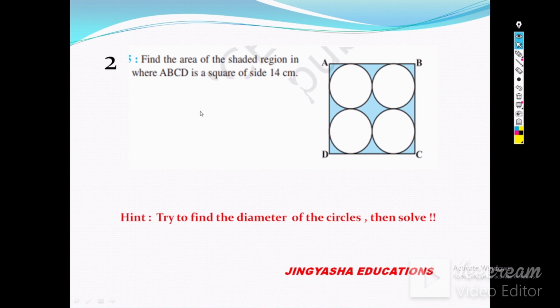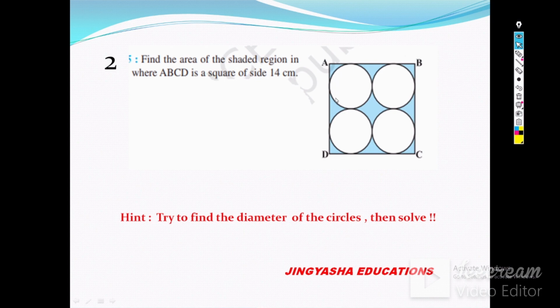Then the second problem is, here you can see there is a square ABCD and each side is 14 centimeter, and we have just drawn 4 circles touching each other and also touching the sides of the square. Now we have to calculate the area of the shaded part. Okay, so for that, we can find out the area of the square ABCD because the sides are given, and the area of the square is side multiplied by side.